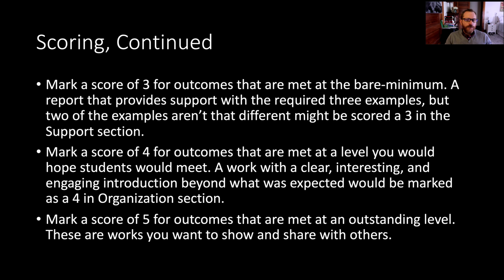You would mark a 4 for outcomes that meet the level that you would hope students would meet, right? You want them to do well. The work is clear, interesting, and engaging. Maybe it has an introduction that goes way beyond what's expected. You would mark 4 in an organization section, unless that was your best one, and maybe you would mark that as a 5 because, wow, the student really went over and beyond what you had hoped. And 5 is where it's outstanding.